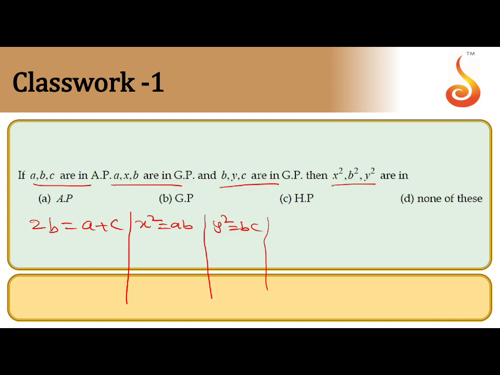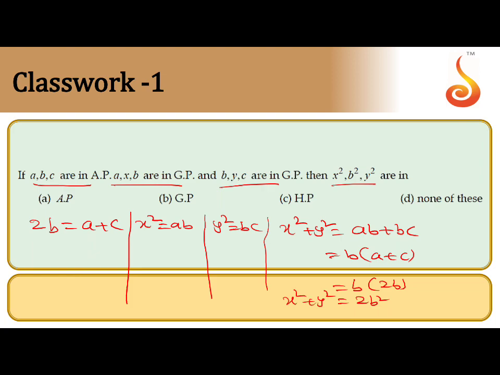It means you have to eliminate the a, c values. So add x square and y square. Now that is ab plus bc. Now b is common, we will get b times a plus c. So what is the value of a plus c? It is 2b, that we can substitute here. So finally we got 2b square. So we got x square plus y square equal to 2b square.